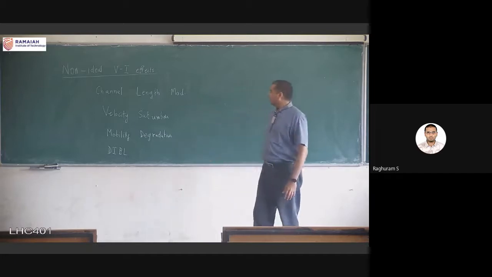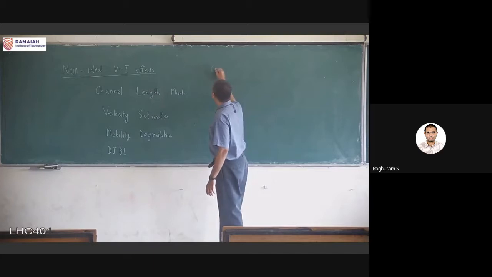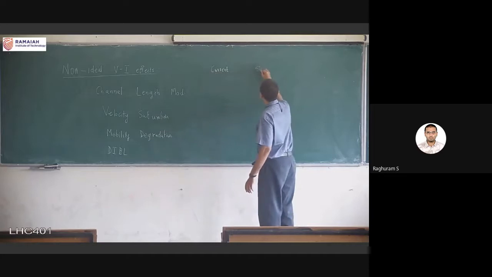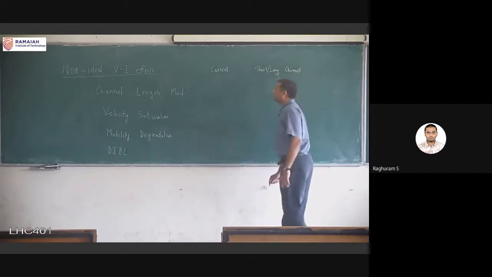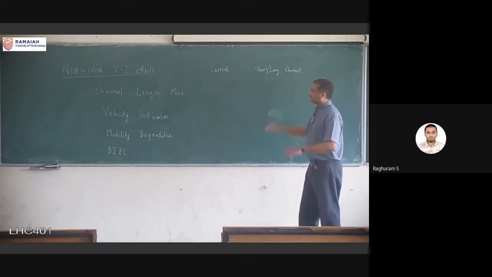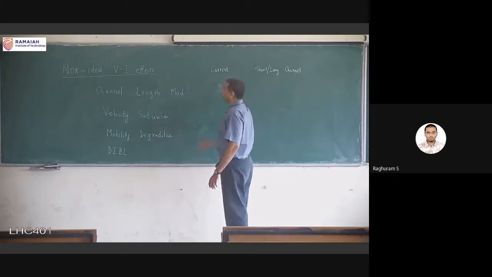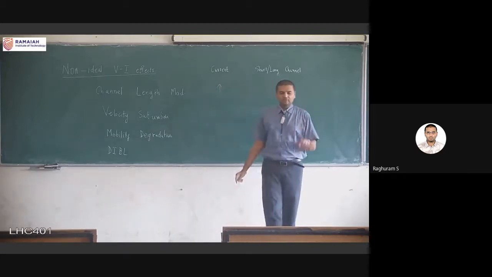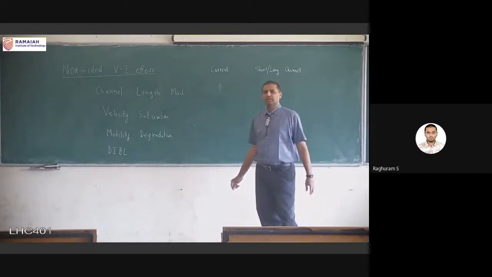Okay, so channel length modulation. So let's make a small table. Current, short channel, long channel. So channel length modulation, the current increases, okay, that is what we discussed. The current increases in the saturation region. It has no effect in the linear region of operation.